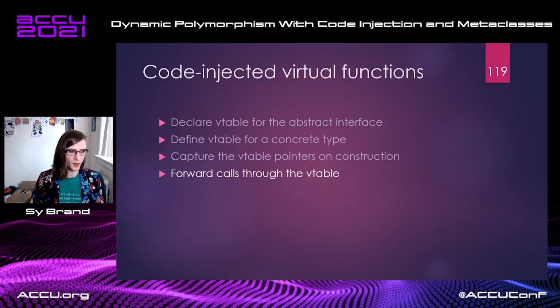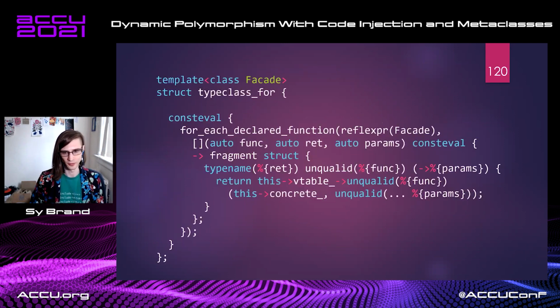And then finally, we want to forward our calls through the vtable. I'm not going to go through this transformation, as I don't want to spend too much time on this code, but it's the same kind of thing. We're just taking the final version we want and changing it into something which generates it based on the reflection information.